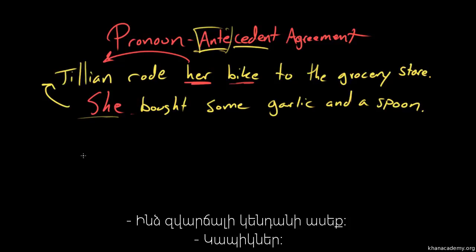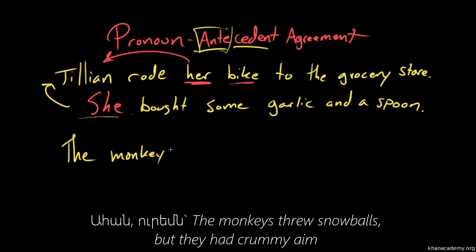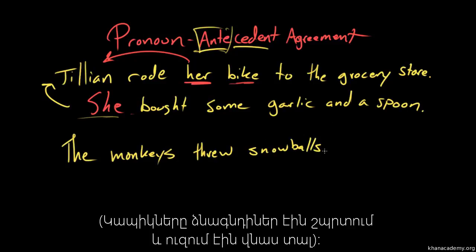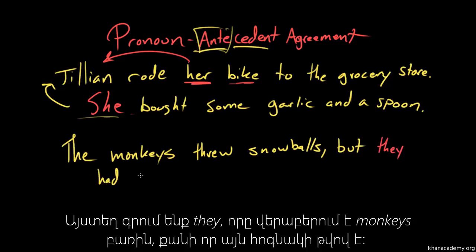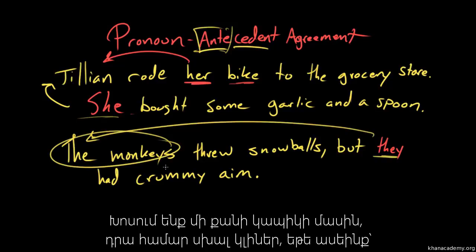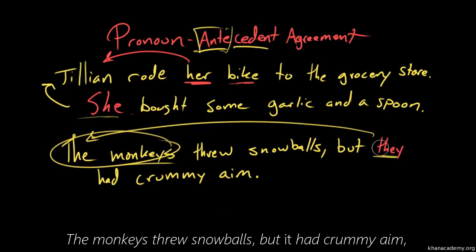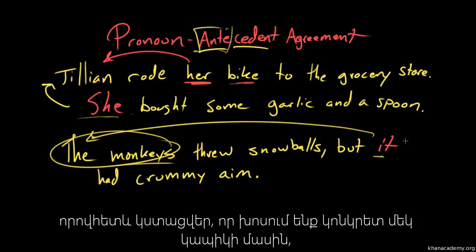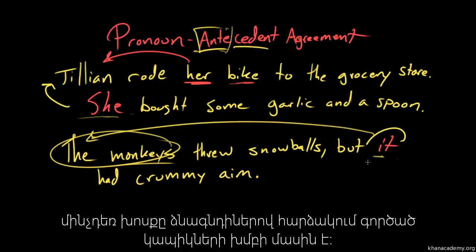So if you said, what's a fun animal? Monkeys. So the monkeys threw snowballs, but they had crummy aim, right? So we're using they to refer back to the monkeys. So this thing is a plural noun, right? We're referring to multiple monkeys. So it would be incorrect to say the monkeys threw snowballs, but it had crummy aim. Because this makes it seem like we're talking about one monkey. When in fact, we are talking about an army of snowball chucking monkeys.